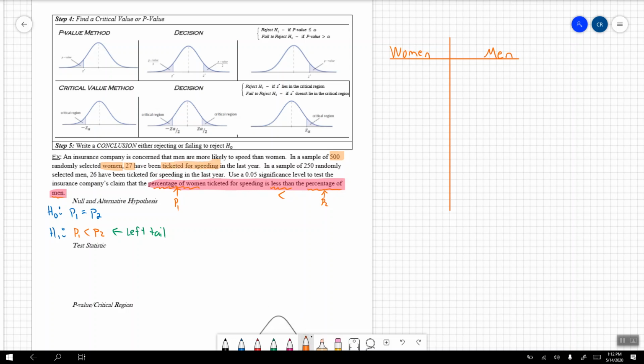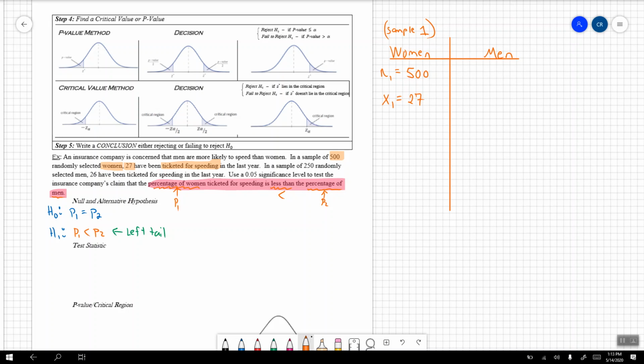Okay. So what I have here is a sample, and we're going to call this sample 1. Sample 1 is going to be women. N1, again, sample notation for sample 1 for women, is that we had 500 women. Now, how many were ticketed? In other words, how many had that favorable outcome? The favorable outcome that we're looking at is that they were ticketed, which means 27 of them were ticketed. Now, this is all that we need for the women. Let's go on to the men.